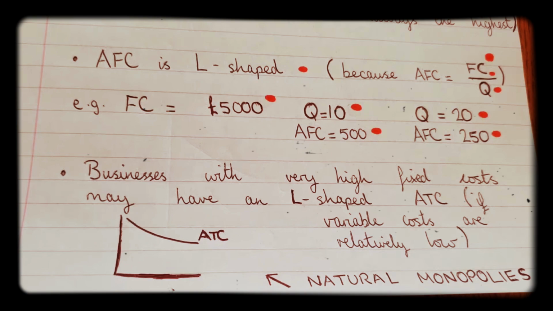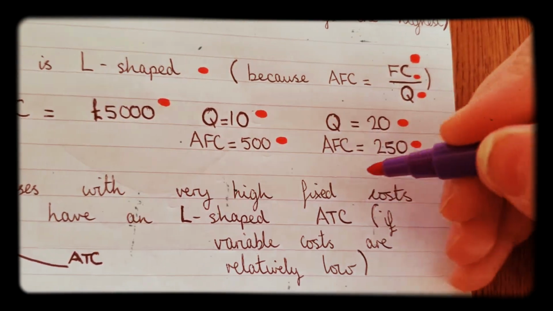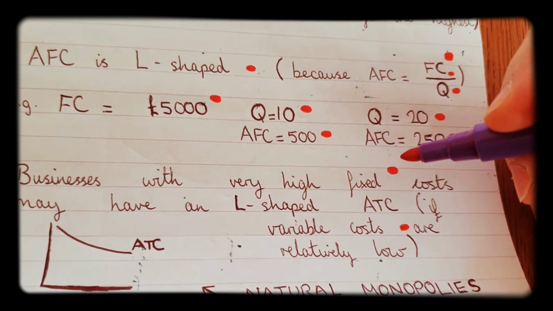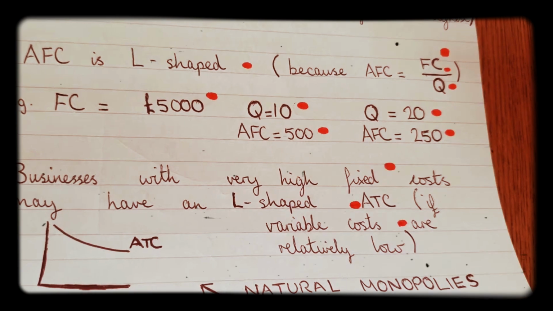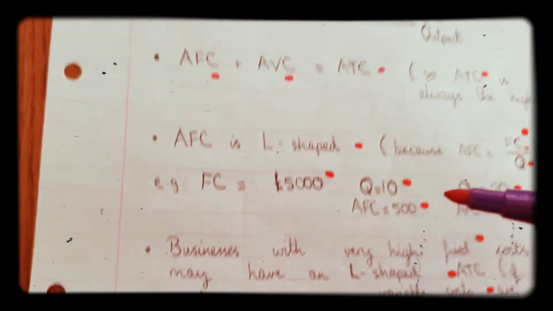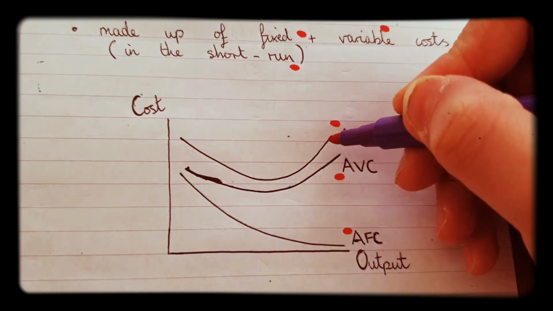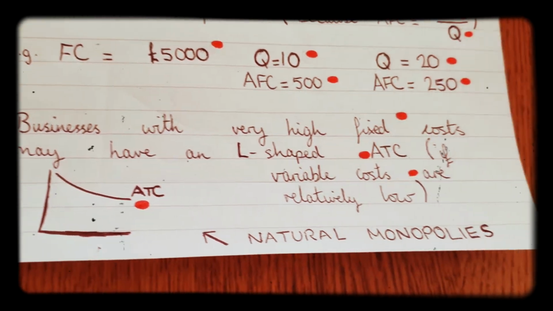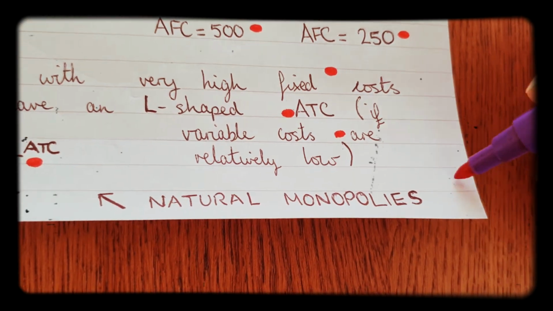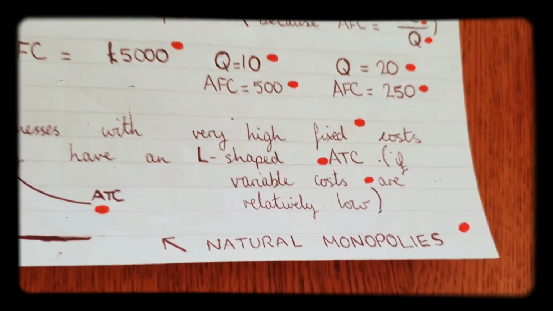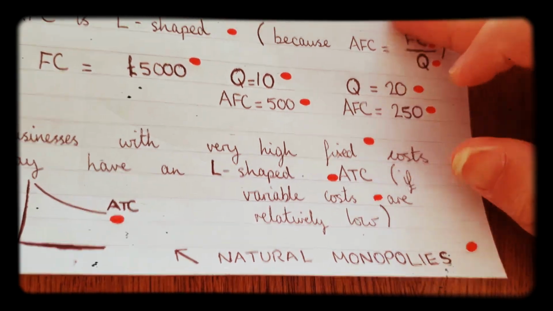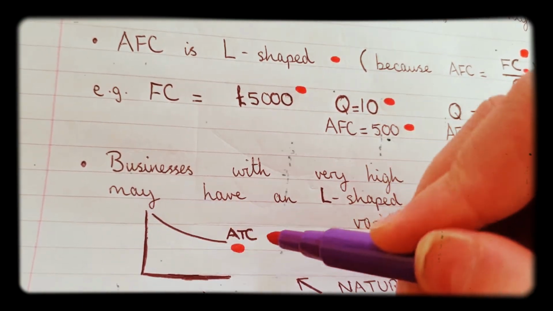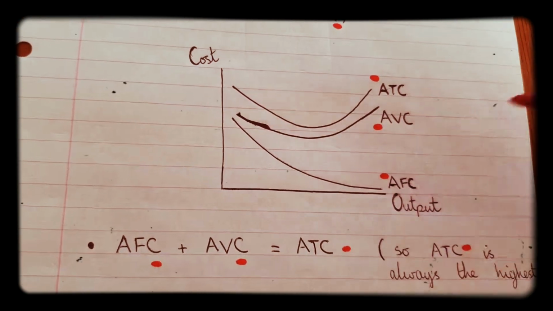It actually happens that some businesses with a very high proportion of fixed costs relative to variable costs will have an L-shaped ATC curve as well. So in some businesses, this ATC curve might not be a U shape. It might actually be an L shape. The businesses I'm talking about specifically are natural monopolies, which we'll talk about in another video. Natural monopolies are basically very large firms that have very, very high fixed costs, and their average total cost curves start to look like an L shape, just like this curve here.